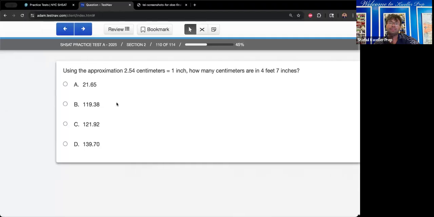How many centimeters are in 4 feet, 7 inches? Wow. Okay. So convert it to inches: 4 feet, 12 inches, 4 times 12 plus 7 is equal to 55 inches. And then 2.54 centimeters is 1 inch. 55 times 2.54 is equal to 139.